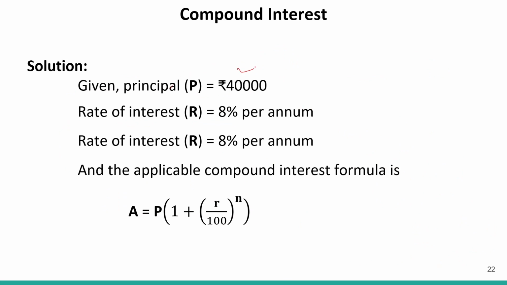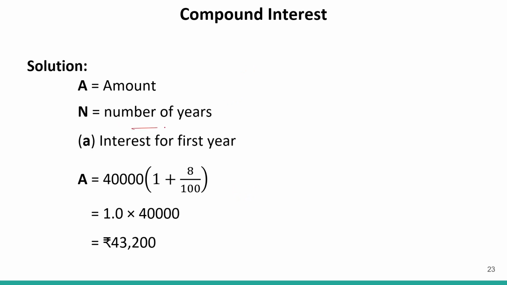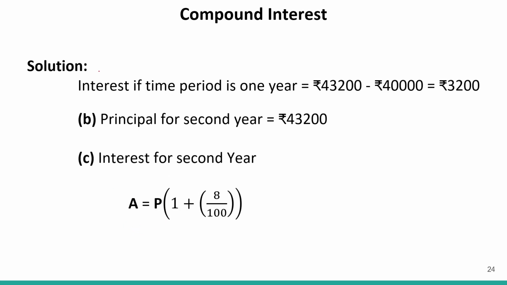The principal is 40,000. The rate of interest is equal to 8% per annum. The applicable compound interest formula will be A is equal to P into 1 plus R by 100 whole power n, where n is the number of years and A is the amount. For the first year, it will be 40,000 into 1 plus 8 by 100, so it will be 1.08 into 40,000, which is 43,200. So the interest if the time period is 1 year is 43,200 minus 40,000, which gives 3,200.